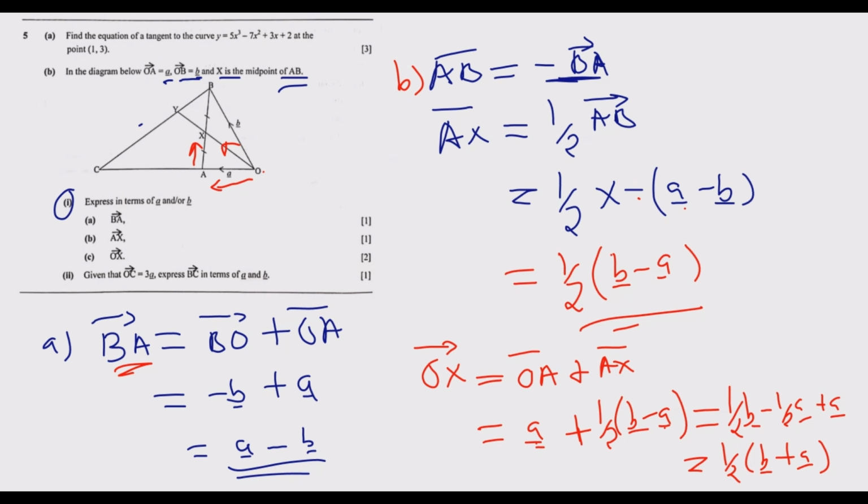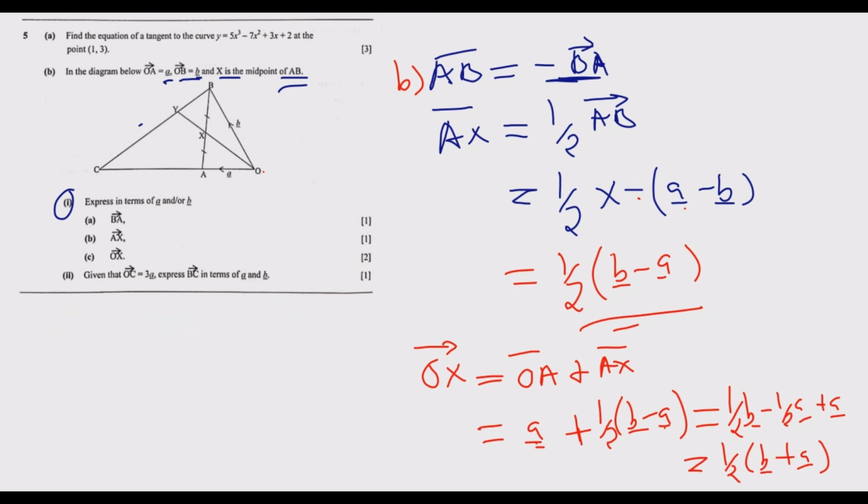Let us move to part B, Roman numeral 2. Given that OC, from O to C, is equal to 3A, express BC in terms of A and B. That one is quite straightforward, and it's basically 1 mark, because it's even more straightforward than the other one.